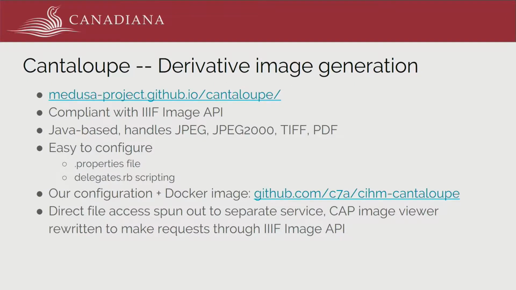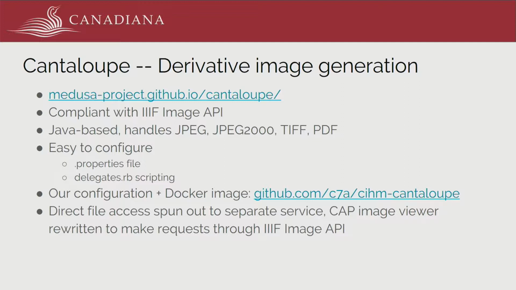The first thing is Cantaloupe. Cantaloupe is a derivative image server that follows the IIIF Image API. It comes out of the Medusa project, which I think is based in the University of Illinois, Urbana-Champaign. It's written in Java. It handles JPEGs, JPEG 2000s, TIFFs. It even handles generating derivative images from PDFs, which is great because we actually have some Born Digital PDFs in our repository now.